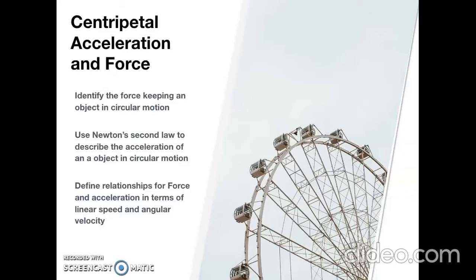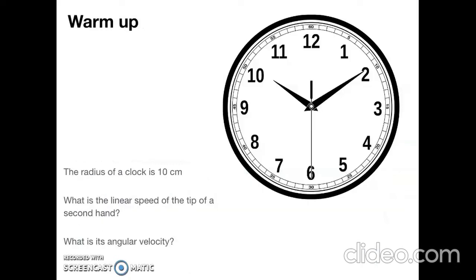So what we'll be doing first is identifying what is this force that's actually making an object move in circular motion. Then we're going to use Newton's second law specifically, F equals ma, to describe the acceleration from that force. And then we will define some equations so that you can do some calculations based on linear speed and angular velocity. First though, let's warm up some concepts from last week.